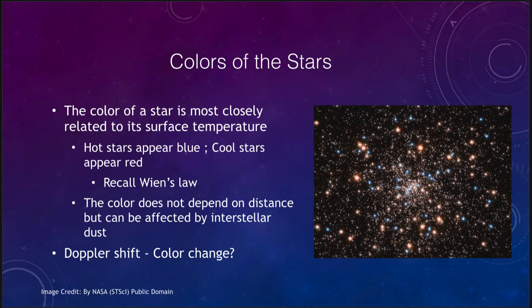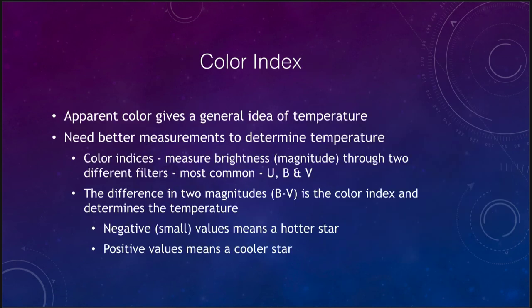So let's take a look at what astronomers call the color index. The color index is a measurement that is used to get a better idea of the temperature. I've told you how the color can give you a vague idea of whether something is hotter or cooler, but we can use the color indices to measure the brightness through three different filters. Now, the most common of those are the U, B, and V filters. U for ultraviolet, B for blue, and V for visual.